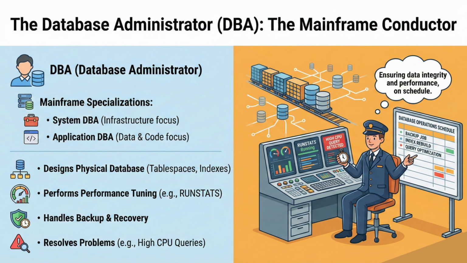Next, we have the database administrator, or DBA. In the mainframe world, we often split this into system DBAs and application DBAs. The DBA cares about the data. They design the physical database, creating the table spaces and indexes. They're the ones running the runstats command we talked about in the performance tuning video. They handle backup and recovery. If a developer writes a bad query that eats up all the CPU, the DBA is the one who gets the alert and has to fix it. They're the conductors of the train, ensuring everything runs on schedule.